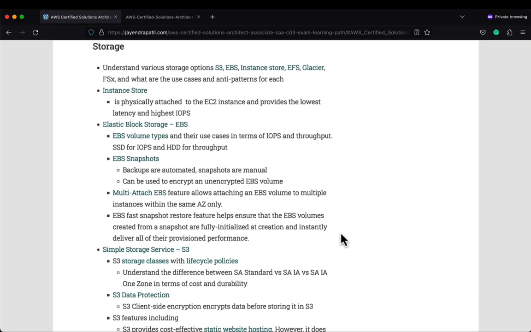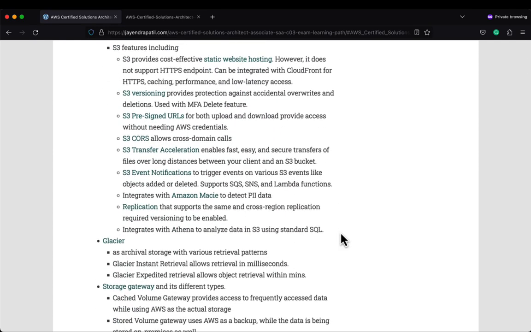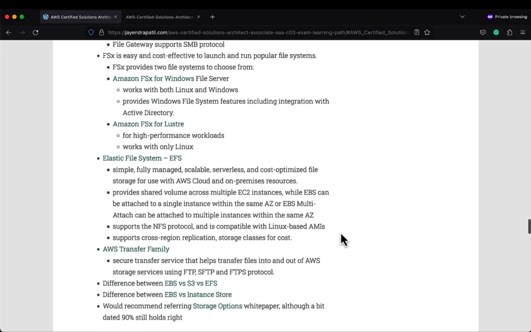S3 provides object storage. Exam covers various S3 features like encryption at rest and in transit, S3 versioning, pre-signed URLs, CORS, transfer acceleration, and event notifications. Glacier provides low-cost archival solution.